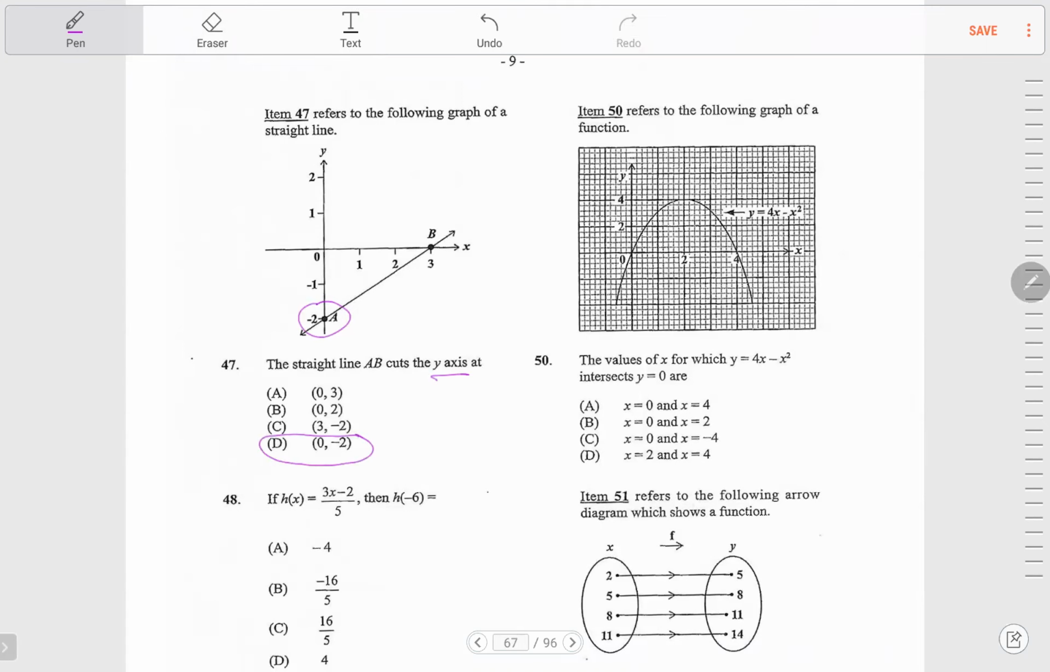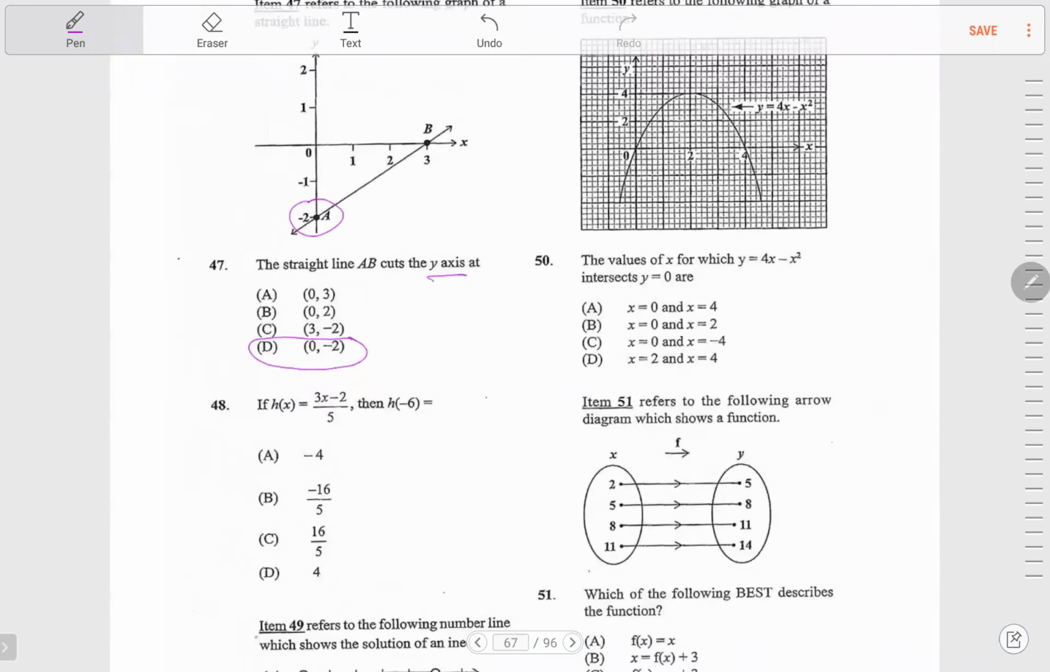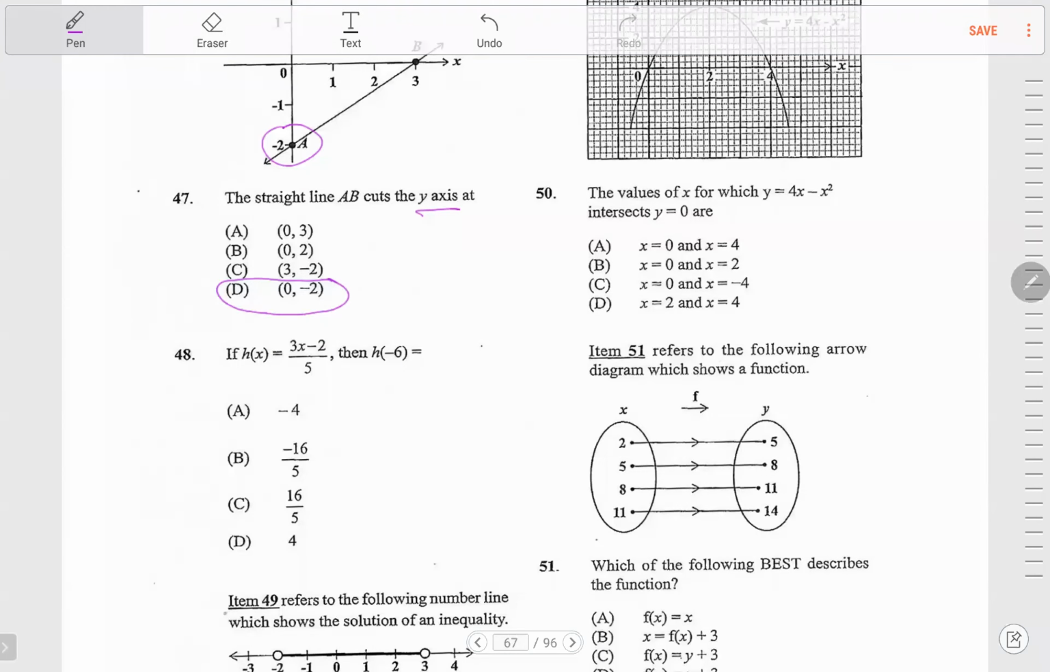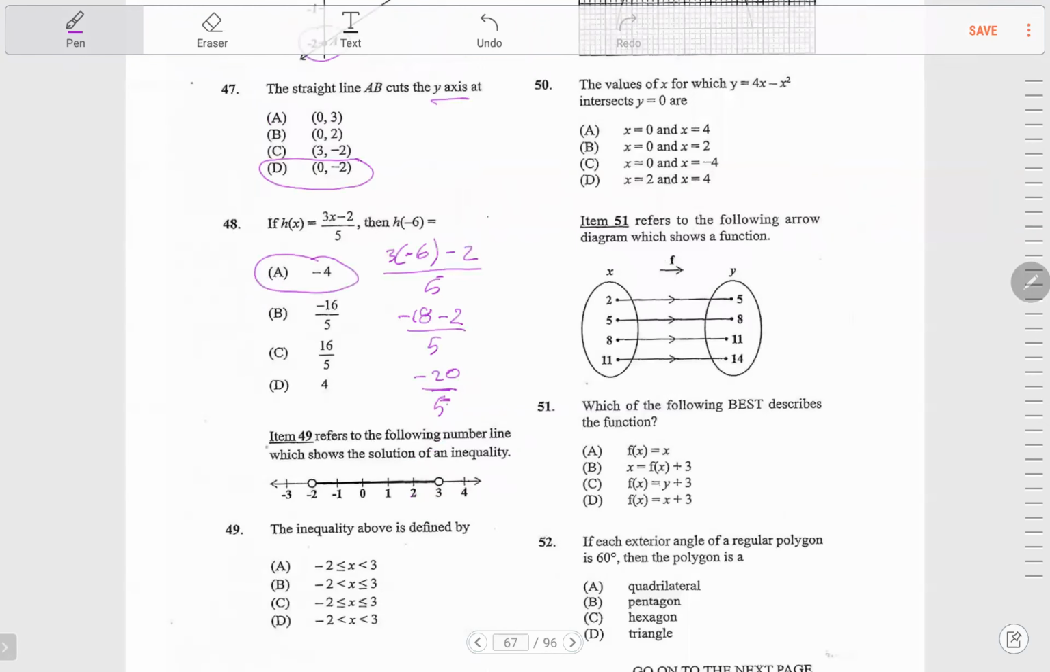This one I didn't do yet. It says h of x is that, what is h of -6? So h of -6 is (3 times -6 minus 2) over 5. 3 times -6 is -18. -18 minus 2 over 5. -18 and -2 is -20 over 5. -20 over 5 is -4. That is it, -4. All right. That is that.